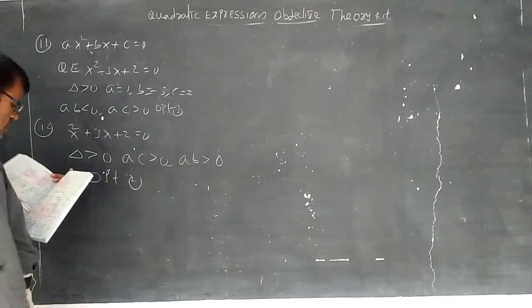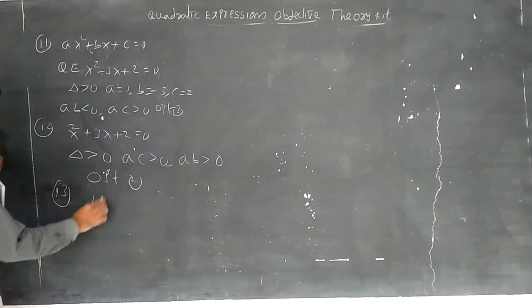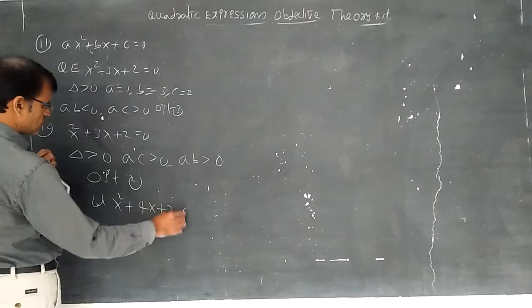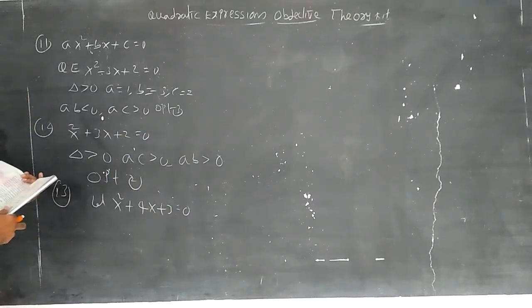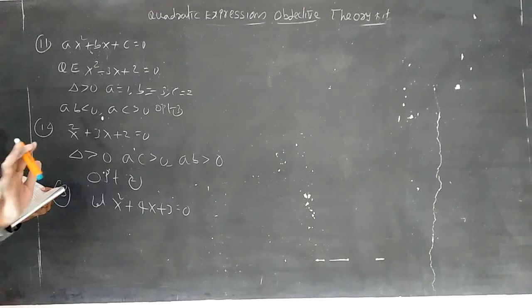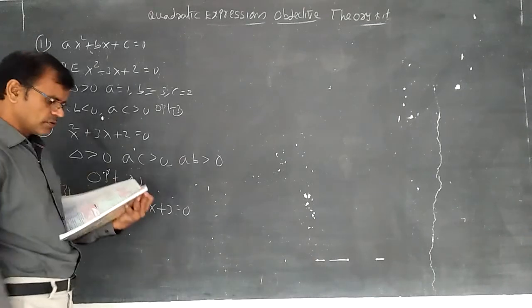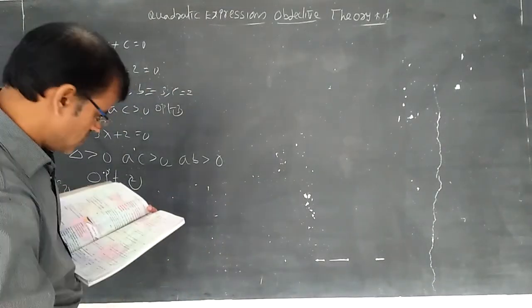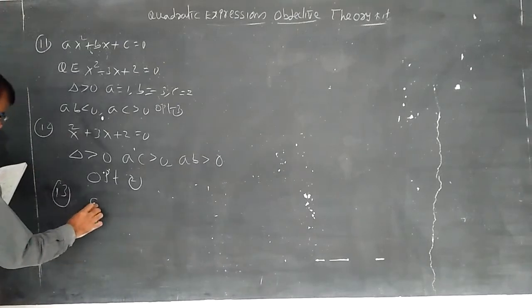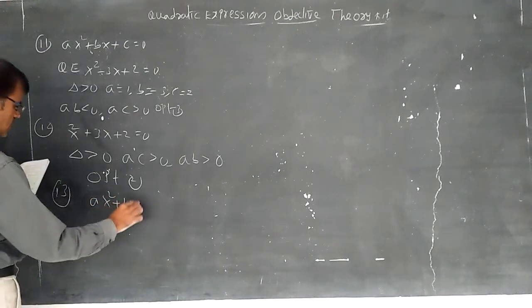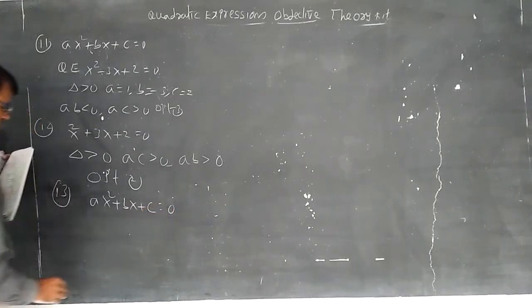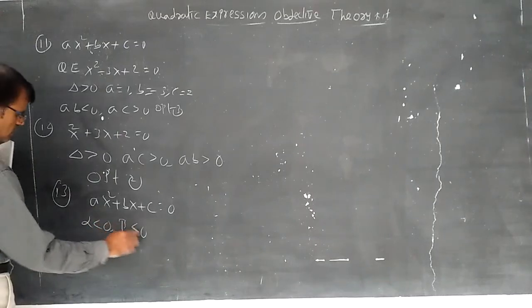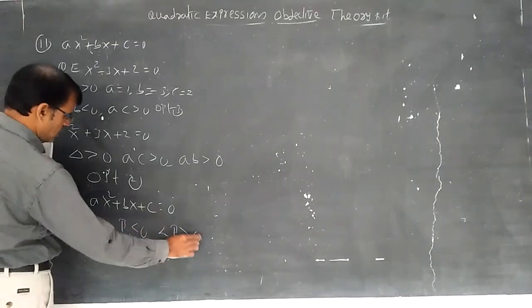13. Both roots are negative. So whenever both roots are negative, you can take x square plus 4x plus 3. Both roots are negative and b less than 0. Students, both roots are negative and b less than 0. Let us do it depending upon the theory. ax square plus bx plus c equal to 0. Both roots are negative, so alpha less than 0, beta less than 0, alpha beta greater than 0.